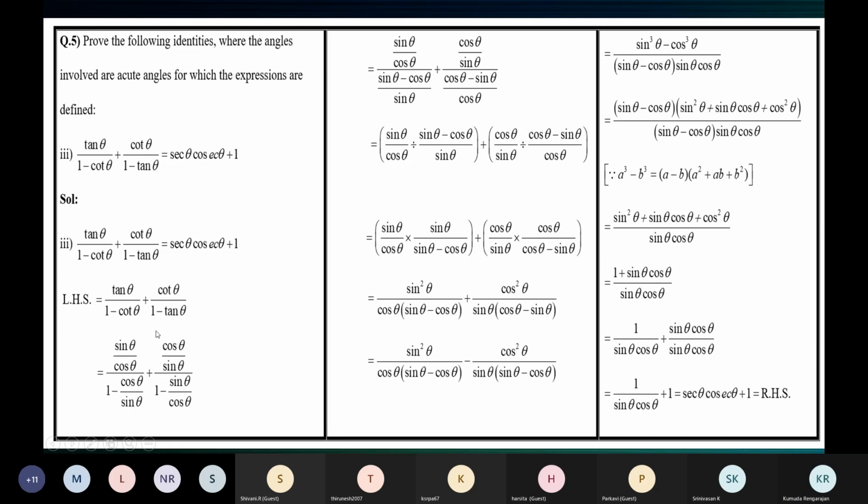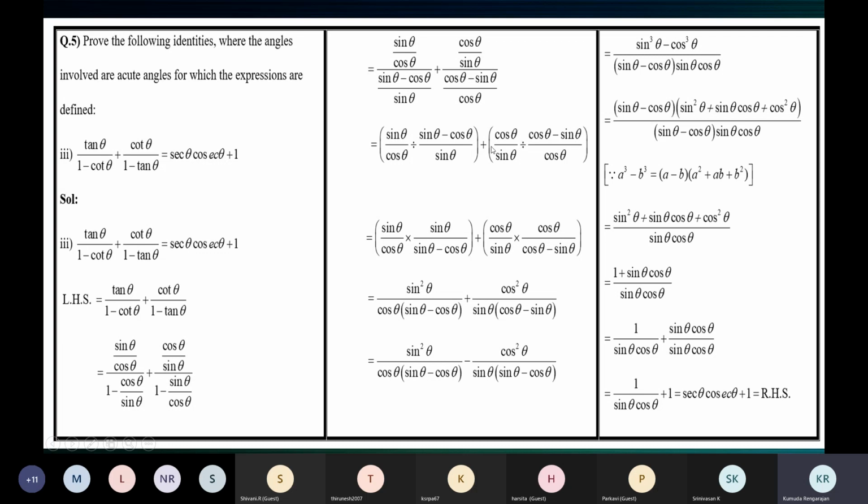So, you understand this. We have to write tan theta as sine theta by cos theta, and wherever we have cot theta as cos theta by sine theta. So that is the first step. And then this one, sine theta by cos theta and cos theta by sine theta, they come as they are. And here 1 minus cos theta by sine theta, common denominator. Okay, so here also cos theta and then cos theta minus sine theta, cos theta minus sine theta.